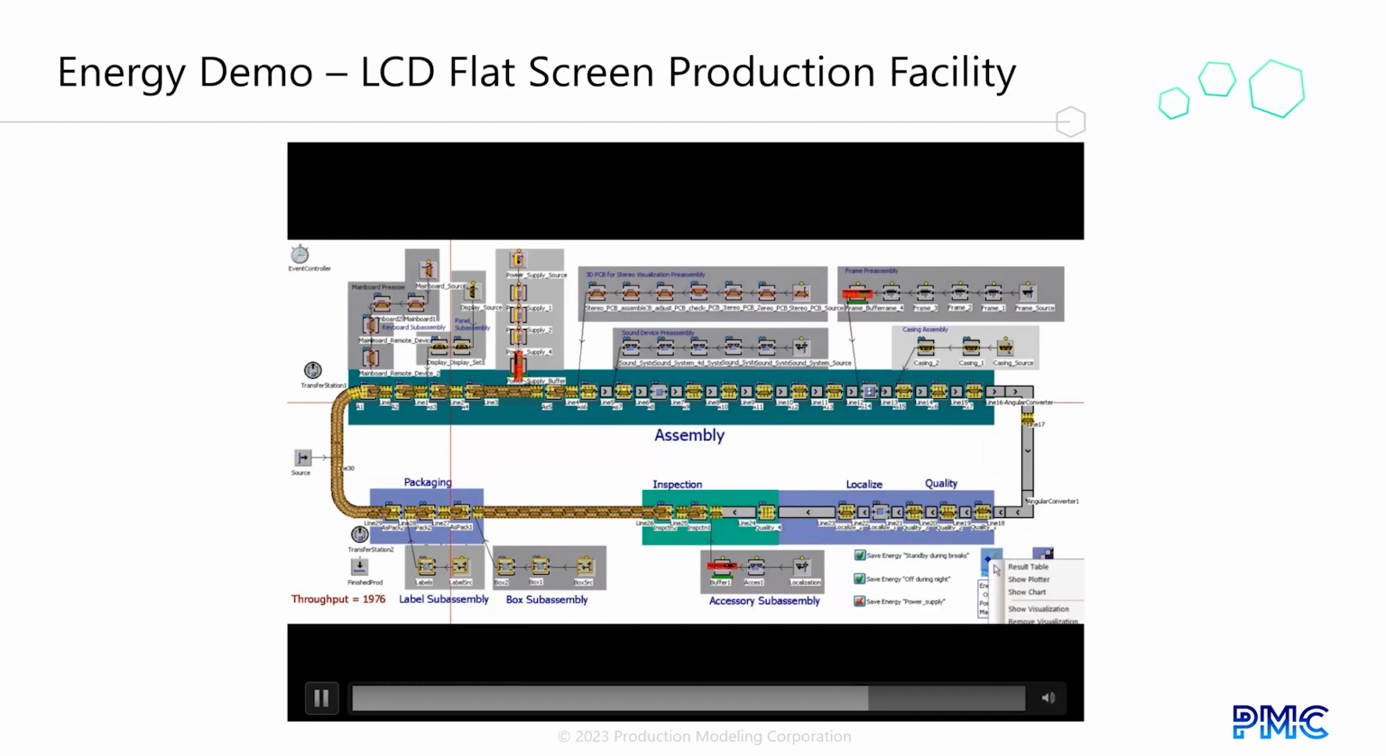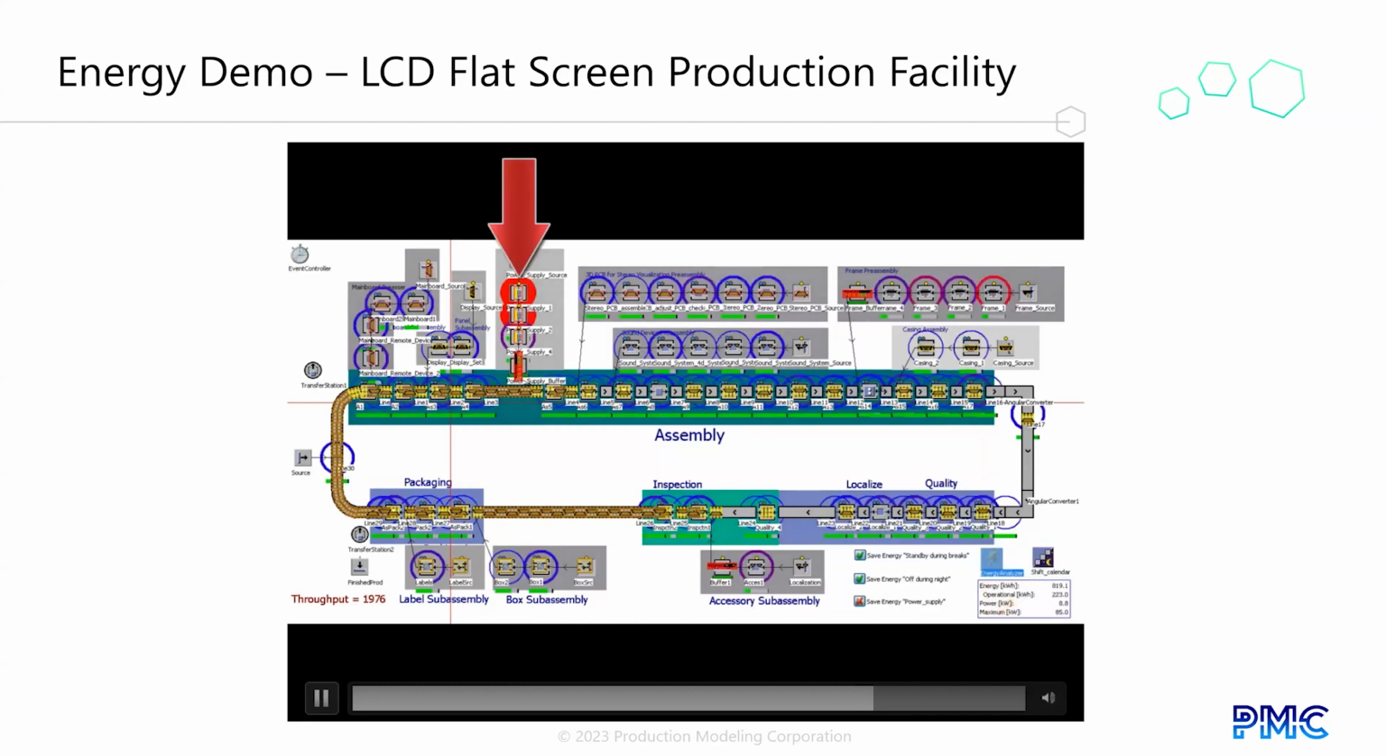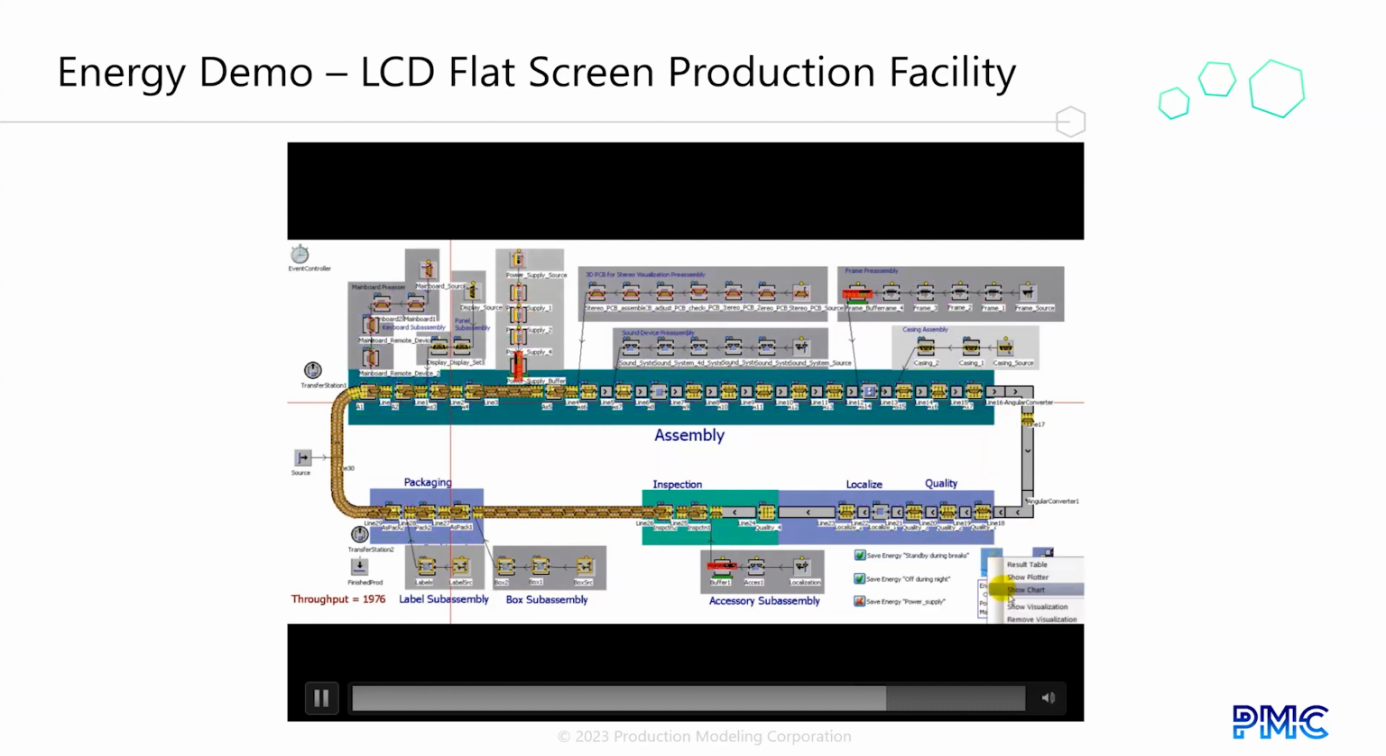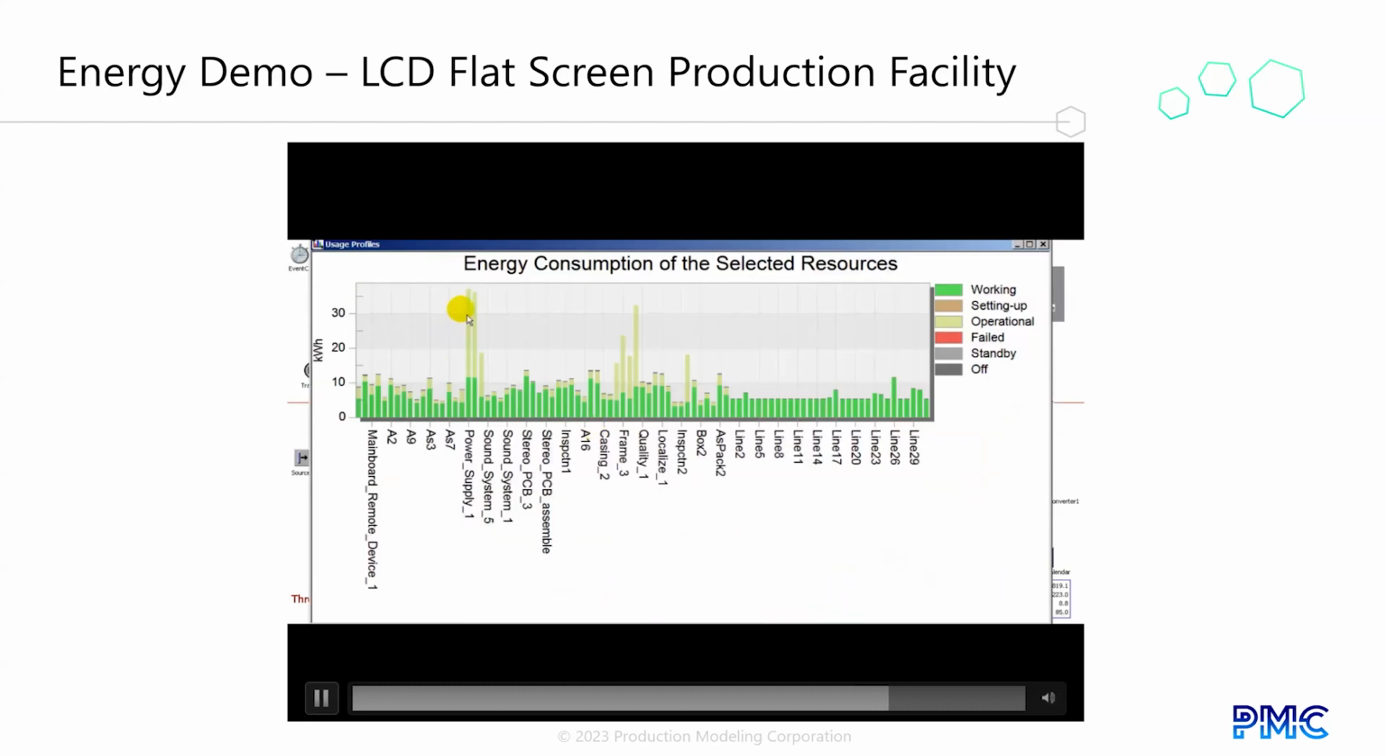Now, if we look at the Energy Analyzer's Show Visualization option, we can see things have improved, but power supply stations 1 and 2 are still high energy consumers, as indicated by the solid red circles. If we look at the Energy Analyzer's Show Chart option, you can see that the power supply area consumes a lot of energy while in the operational state.